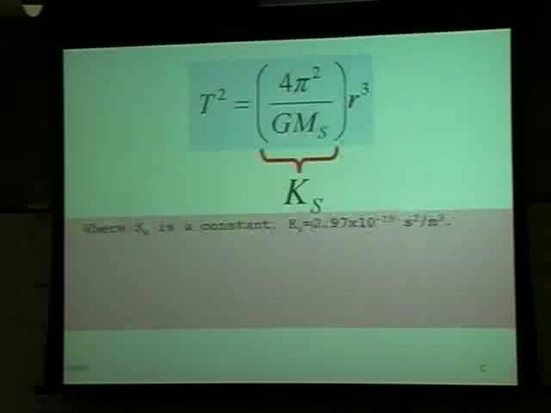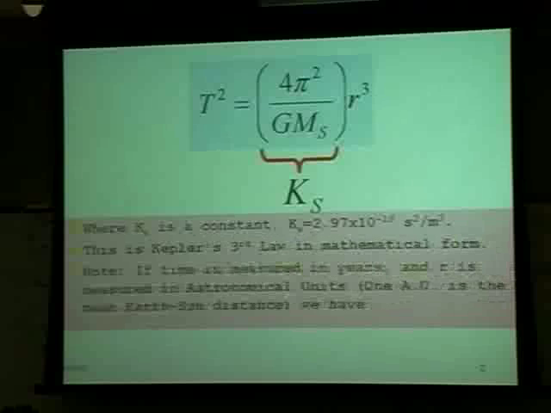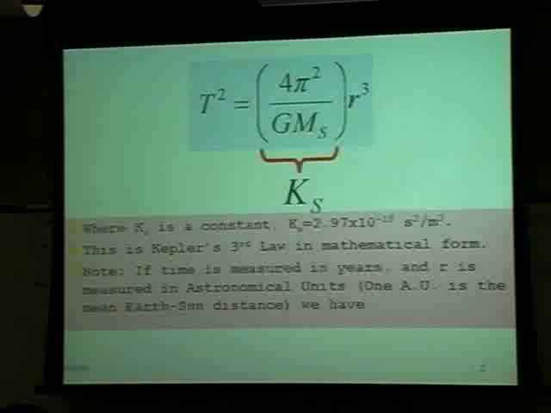What's in parentheses is called the Kepler constant, and its value is 2.97 times 10 to the minus 19, not necessarily a constant that you need to remember. But this is Kepler's third law in mathematical form, and it's another thing that Newton did to prove Kepler's third law using just physical concepts, gravity and centripetal force.